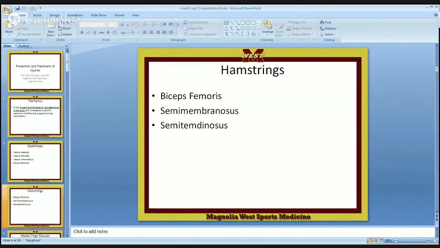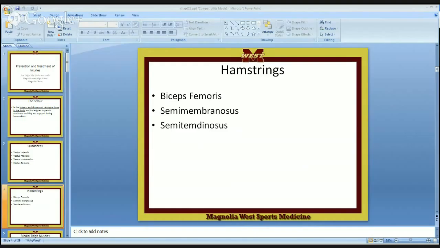What's the other one? Slide 4. Got it, Miss Salinas? Yeah. You need to know the hamstring. So biceps femoris, semimembranosus, and semitendinosus. Yes. And then slide 5.